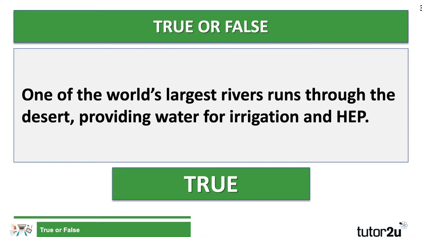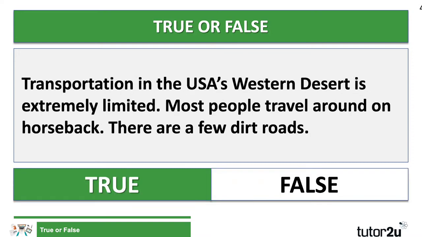Right, question number four, please. So transportation in USA's Western Desert is extremely limited. Most people travel around on horseback. There are few dirt roads. True or false? Pop your answer down if you can, either on paper or in the chat box live. Yeah, I think it might be more the SUVs than the horses.